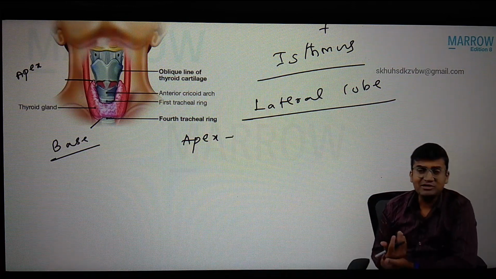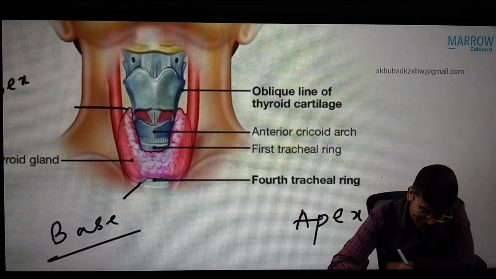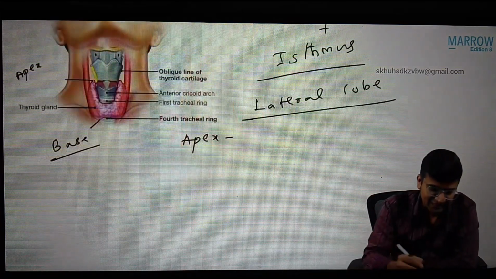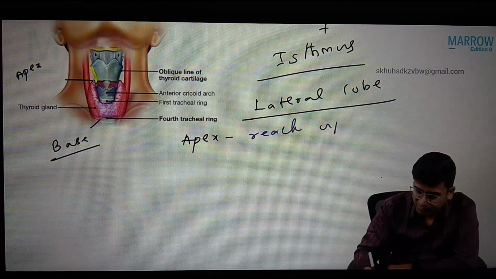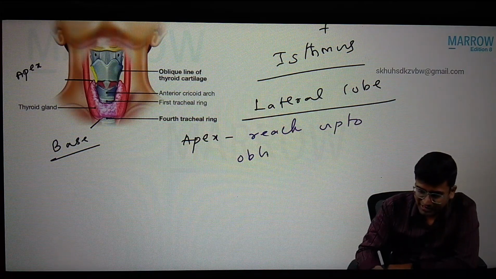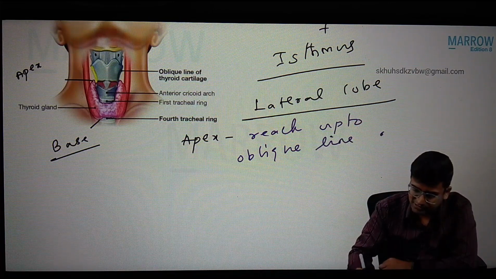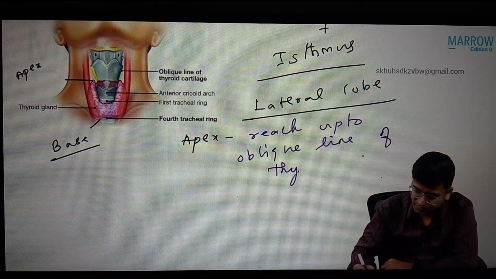Now the apex of the lateral lobe reaches up to this line. Can you see the line here? That line is called the oblique line of the thyroid cartilage. So the apex may reach up to the oblique line of the thyroid cartilage.